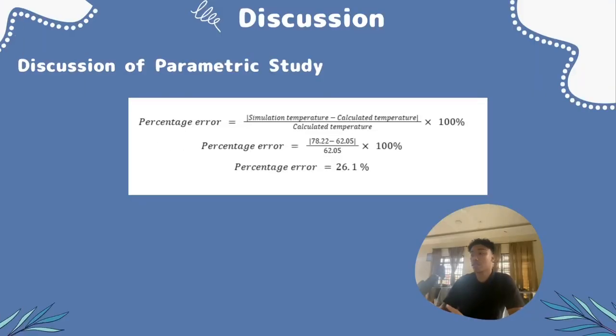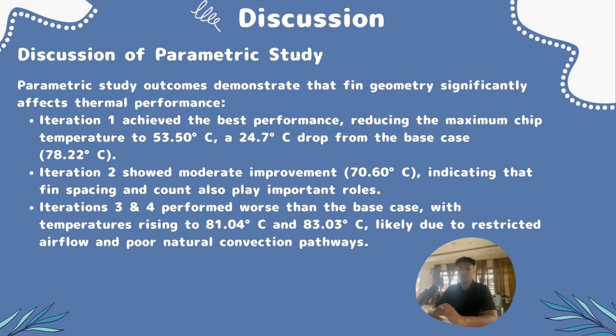Second is a discussion of the parametric study. For this part, we need to calculate the percentage error so that we can know how much error we got. First, using the formula, percentage error equals simulation temperature minus calculated temperature, over the calculated temperature, multiplied by 100. We substitute all the values that we get. The percentage error is 26.1%, which is not a high percentage error. It's good. For this case, the parametric study outcomes demonstrate that fin geometry significantly affects thermal performance.